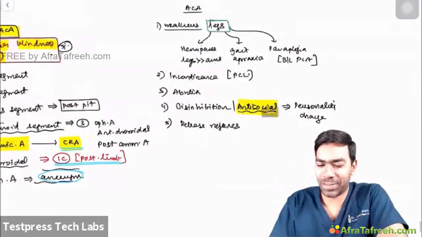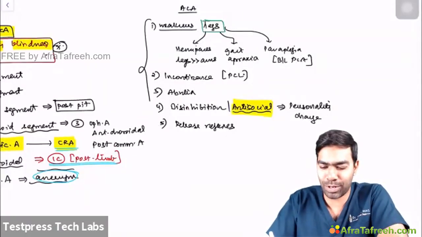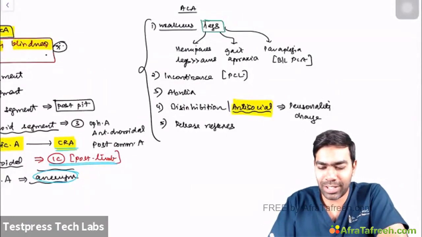Let me see. Okay. So you have an AC territory infarction. So this is what we call as AC territory infarction. Hope you understand AC territory infarction. These are the most important points that you should think about whenever you think about an AC territory infarction.